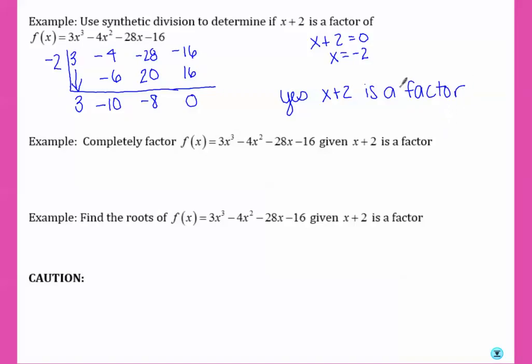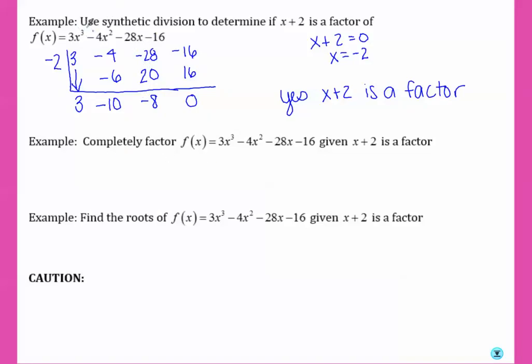So now that we know that x plus 2 is a factor, we can use that to help us factor this whole thing. If we hadn't already done the synthetic division with the x plus 2 and 3x cubed plus or minus 4x squared minus 28x minus 16, we'd have to do the synthetic division first. But since we did it in this first part, we can just go ahead and write our new polynomial.